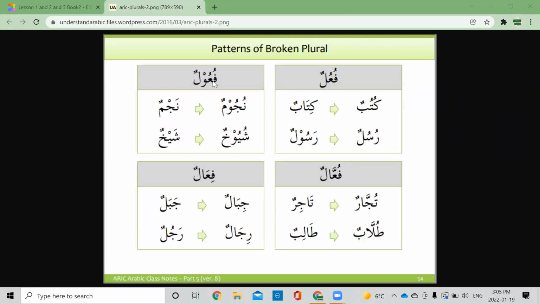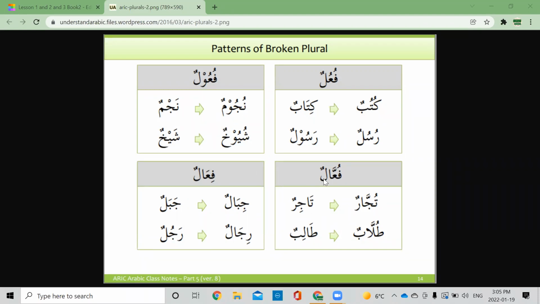Then there's a different pattern, which is fu'ulun. For example, najmun, the plural becomes nujum. Shaykhun, shuyukh. Qalbun, qulub, right? We come across this in the Quran many times, qulub. So it's on this pattern here.